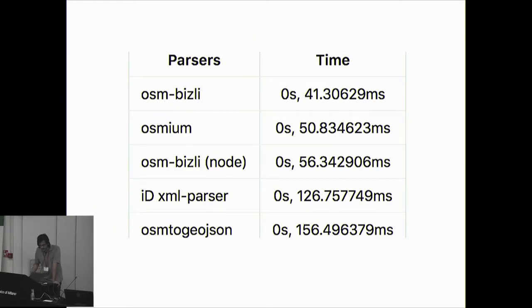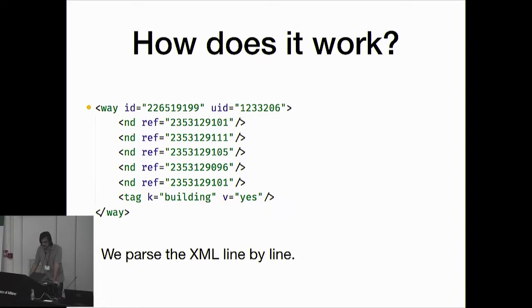So these are the different parsers that I tried out, and as you can see, it's a bit faster than Osmium, which is the C library, and it's twice as fast as the iD native XML parser right now. So how does it actually work?